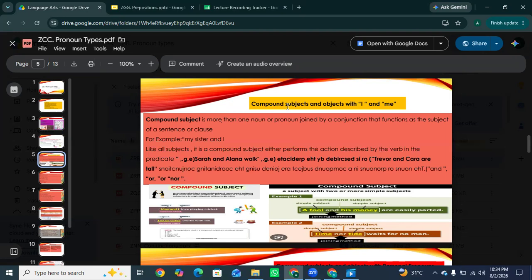My sister and I. Basically, a compound subject works together to perform the main action of the sentence. Like you can say, a fool and his money are easily parted. Time nor tide waits for no man.